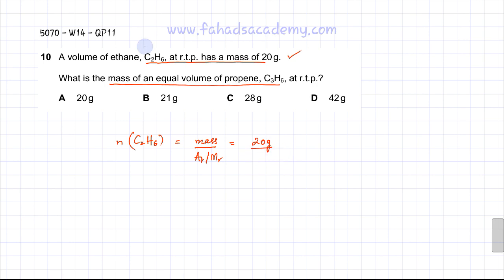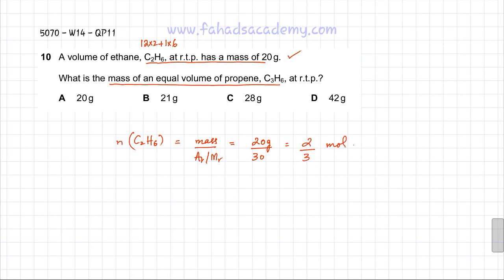Carbon, remember, is 12. And there are 2 carbons in ethane, so that's 12 into 2, and hydrogen is 1, but there are 6 hydrogens, so that's 1 into 6. So 12 into 2 is 24, plus 6 is going to be 30, so it's going to be 20 divided by 30, and the moles are going to come out to be 2 by 3 moles. So let's keep the moles in fraction right now.